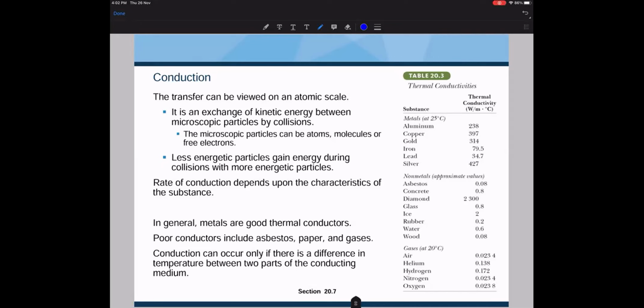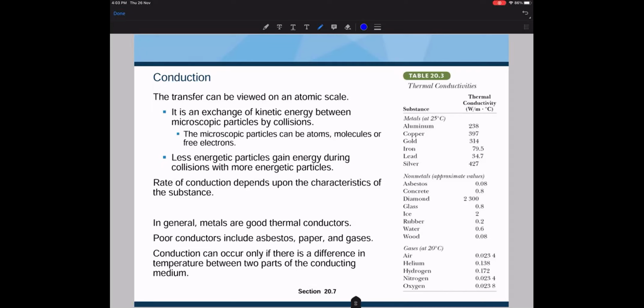Conduction occurs due to the collision between the particles in the atomic scale. When atoms are at a higher temperature, they have a stronger movement or larger amount of kinetic energy. When they collide with the neighboring particles, due to the momentum transfer, you could transmit the energy. So that is the microscopic or atomic explanation of the conduction process.